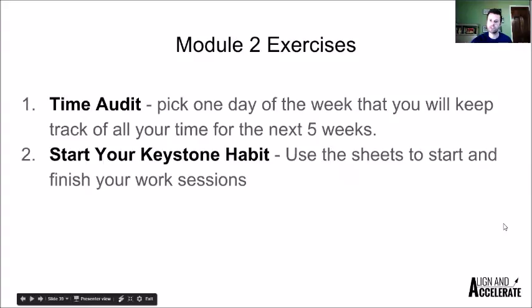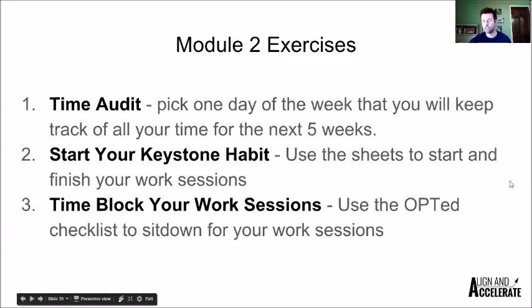Now, the other exercise that I want you to do. I just talked about the time audit. So start your Keystone habit, and that's using your sheets to start and finish your work sessions. We talked about a few different things in this module: the importance of connecting your goals to the future, and selecting the most important thing. These are all things that are in those sheets, and these are Keystone habits that can really help move you forward. I've created these sheets to give you leverage, and I've done a lot of work for you to really start maximizing how you're spending your time.